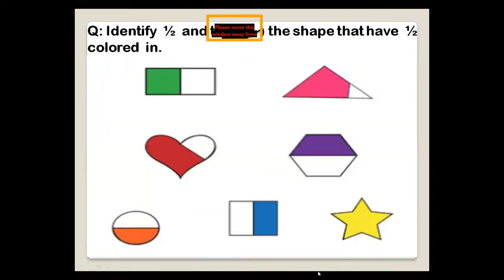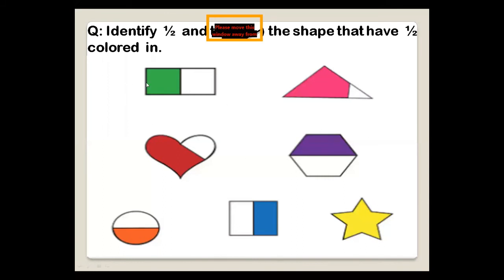Now I have an activity for you. What is the activity? Identify 1 over 2 and 1 over 4. Identify 1 over 2 and tick the shapes that have 1 over 2 colored in them. You have to identify the shapes that are divided into 1 over 2 and put a tick on them.